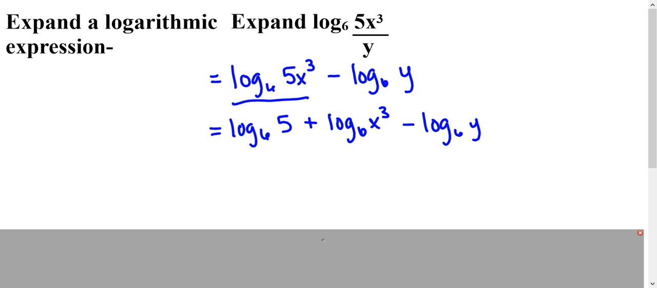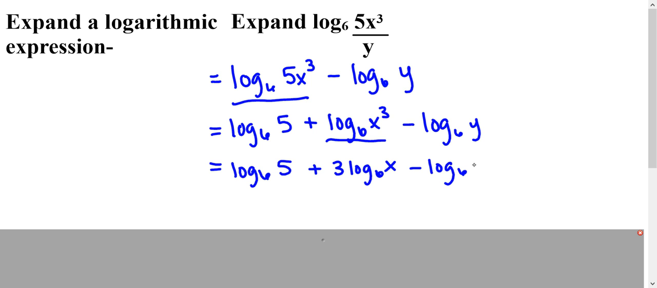Okay, so now is there anything else that we can separate? If you look at it, you can separate the x cubed because that's the power property. So we can do raise and multiply. So remember, this 3 can come down in front. So then we have log base 6 of 5 plus 3 log base 6 of x minus log base 6 of y. So this would be our final answer.